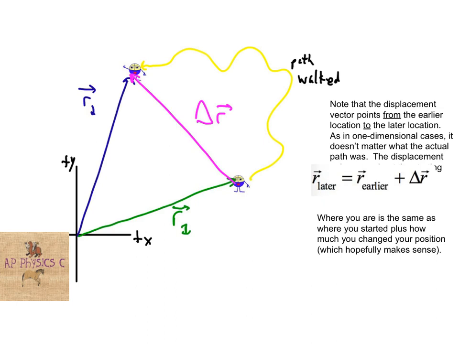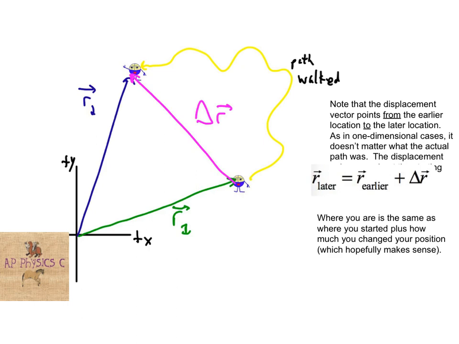To illustrate, we have Alice, and Alice moves along this kind of strange curved path and ends up over here. Her initial position vector starts at the origin and points to her initial position. We'll call that R1. And her final position vector starts at the origin and points to her final position R2. Notice how for position vectors, which are distances, this is nice. It's basically just a picture. Note that the displacement vector points from the earlier location to the later location.